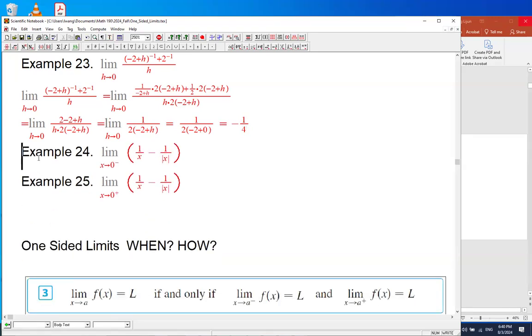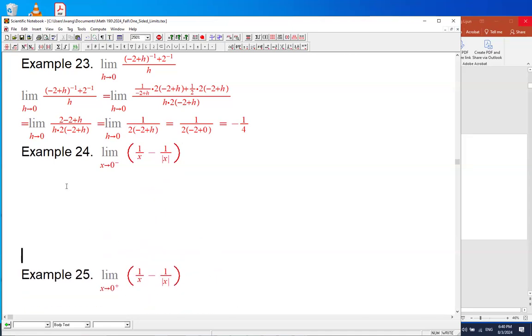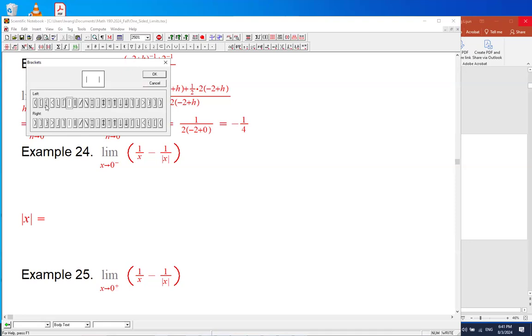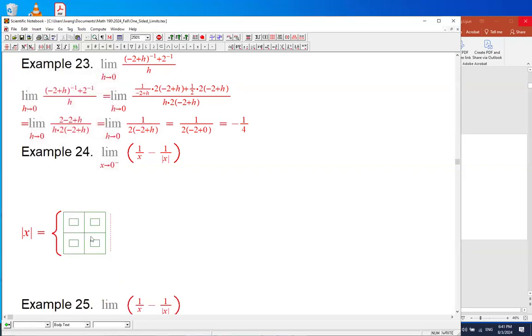2 more to go. These 2 questions actually were covered before in a slightly different setting. We're going to do it anyway. But here, we're going to utilize the piecewise function alternative for the absolute value of x. Of course, we are aware of the domain for sure. The absolute value of x, the 2 cases.